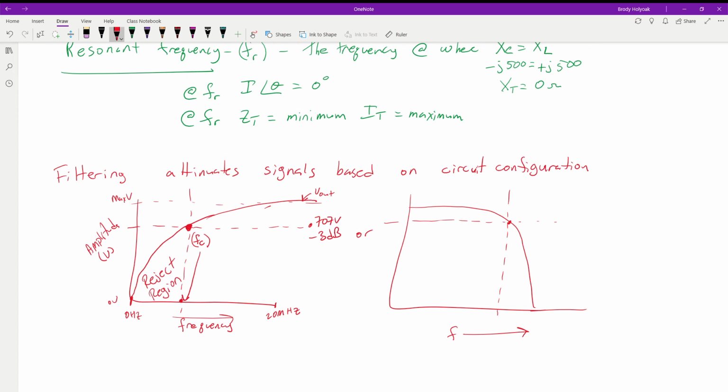We call it reject because those are the frequencies that we don't want. We're attenuating them out and rejecting them because they're less than our 0.707 value, our negative 3 dB point. So anything lower than that on our amplitude, we don't want. Anything above our critical frequency, this is what we call our pass region.